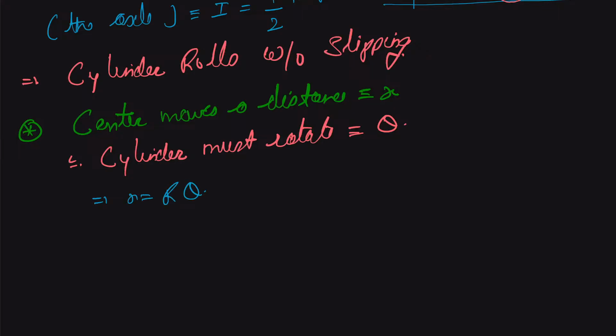Arc length is equal to the linear distance, and if we differentiate it, we get x prime equal to r omega, and if we differentiate again, this will be equal to r times alpha. Now we can find the kinetic energy, which will have two parts, translational as well as rotational.